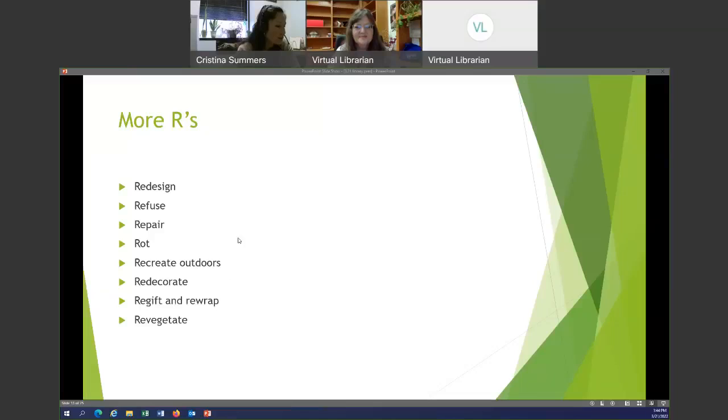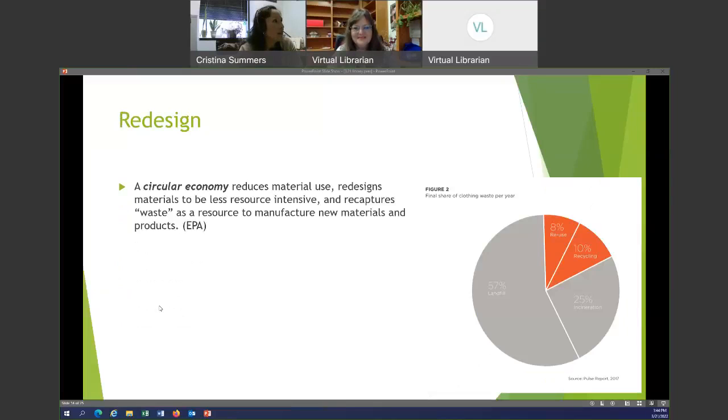But all right, so yeah: redesign, refuse, repair, rot, recreate outdoors, redecorate, regift, rewrap, and revegetate. Okay, so I kind of got carried away here. And then I think there's a few more that I couldn't find an R to begin with, so I just left them at the end. I'll discuss those briefly later on. So I'm going to go through these quickly.